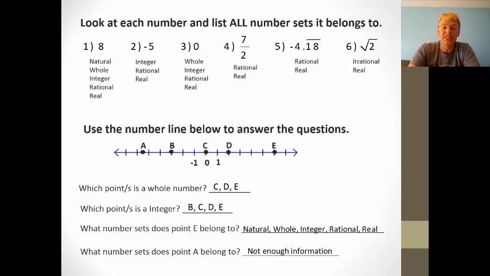So what number sets does point E belong to? Well, again, if E is 6, we know it's a natural, it's a whole, it's an integer, it's a rational, it's a real number. The last question, what number sets does A belong to? Now notice here, I said there's not enough information. Think about that. See if you can figure out why I would say that there's not enough information to know what number sets A belongs to. I guess other than the real numbers, right? We know it's a real number, but other than that, we don't really know what other number sets it could belong to because we don't have enough information. If you can't figure out why that's the case, make a note of that, and let's ask that in class and we'll talk about that.